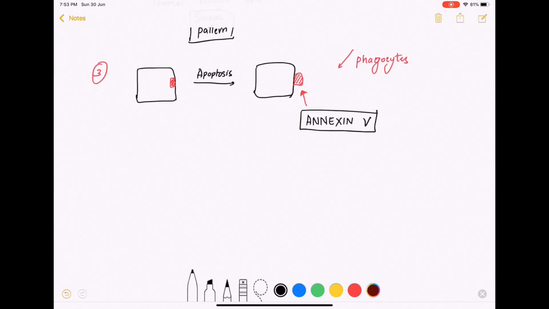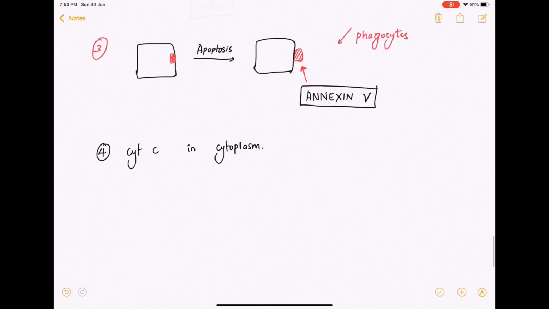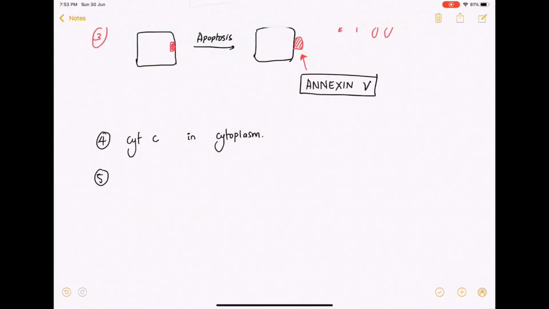Another method you could identify apoptosis is look for cytochrome C levels in cytoplasm. So it's definitely high in case of apoptosis. And you could also detect the condensed chromatin. As already mentioned, condensed chromatin is a hallmark feature of apoptosis, and thus it can help in identifying apoptosis.